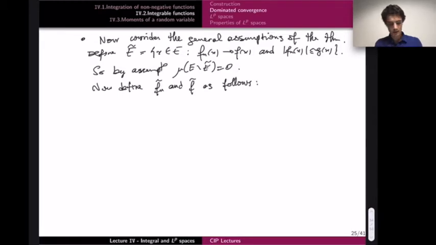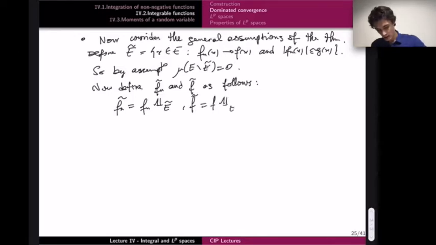And you will see that if I define them correctly, my goal is that f_n tilde and f tilde satisfy 1' and 2'. So f_n tilde will be defined like that: f_n tilde equals f_n on the set E tilde. When I say that, that means that on the complement, E minus E tilde, f_n tilde is equal to 0. And same for f tilde, which will be equal to f on E tilde.